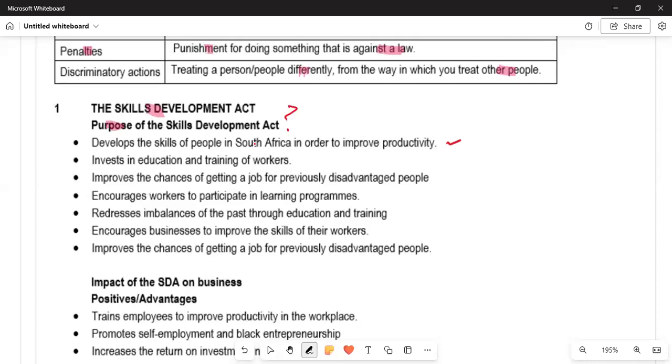Another purpose of this act is to invest in the education and training of workers. That improves the chances of getting a job for previously disadvantaged people who find themselves with the necessary skills to get the job.